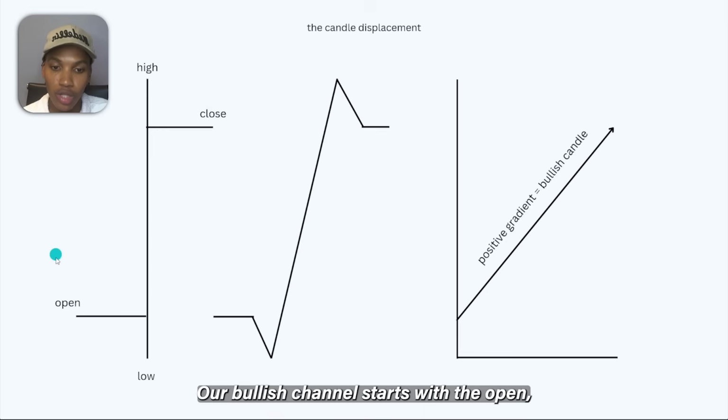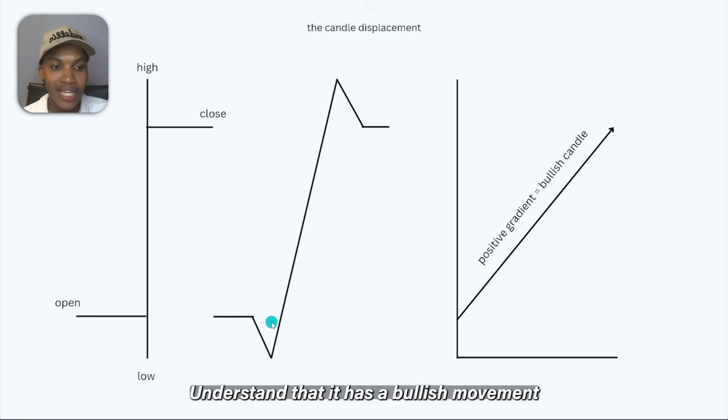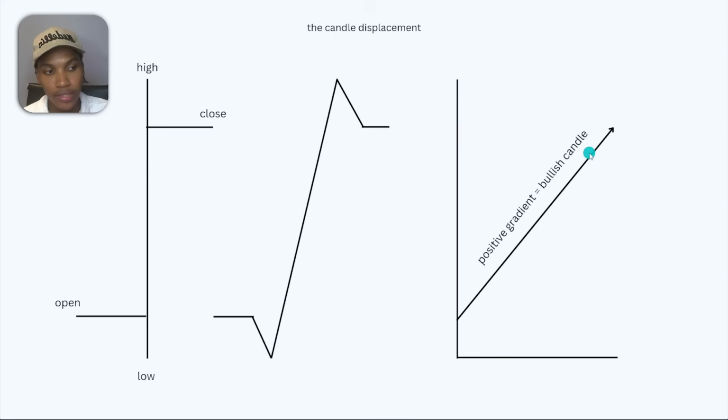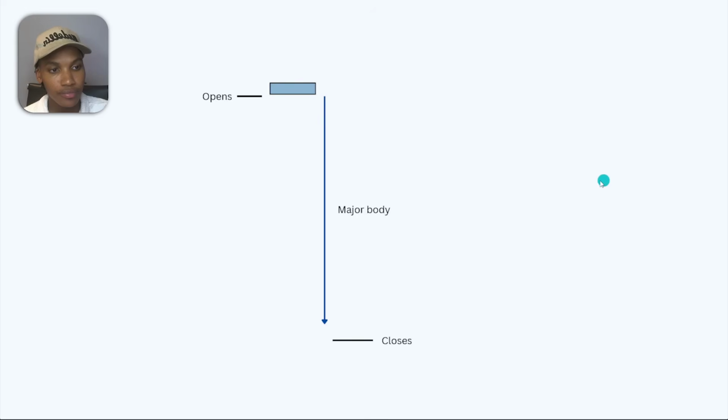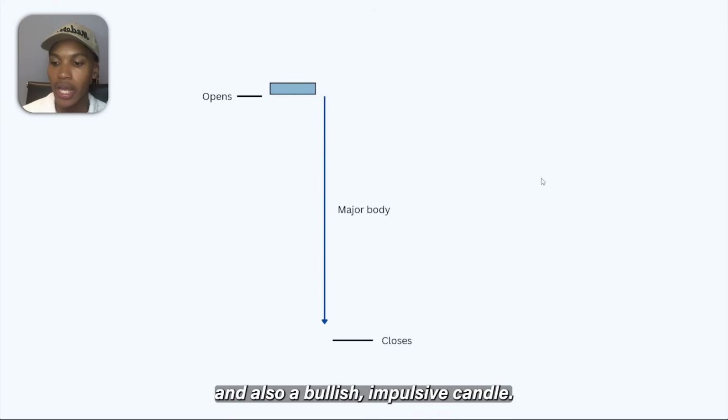Our bullish candle starts with the open, the low, high, and your close. Understand that it has a bullish movement through the entirety of that candle, which leads to a positive gradient. Now let's go over a bullish impulsive candle.